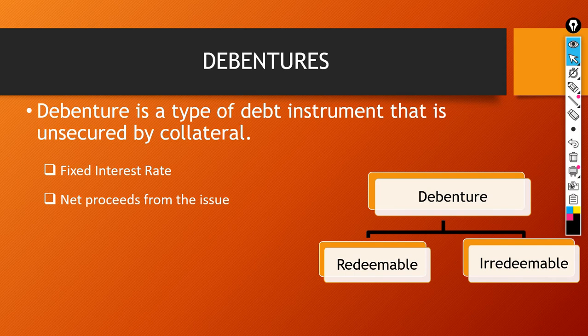Second is net proceeds from the issue. Net proceeds from the issue means, whenever you are issuing debentures, whatever net amount the company is receiving, or what net funding the company is getting by issuing the debentures. For example, I am a company and I have to issue the debenture. The thing is that no one is aware that I am going to issue the debentures. So for that, I have to give an advertisement, or I have to keep one book builder.